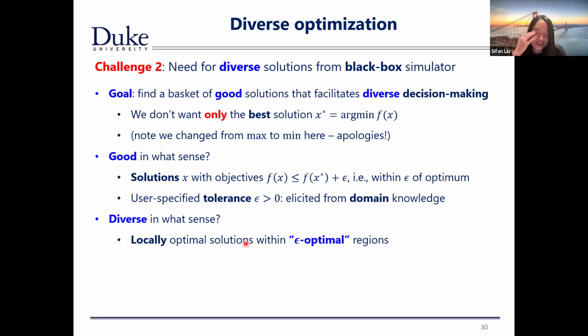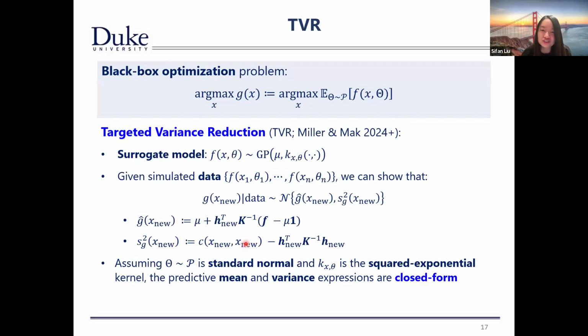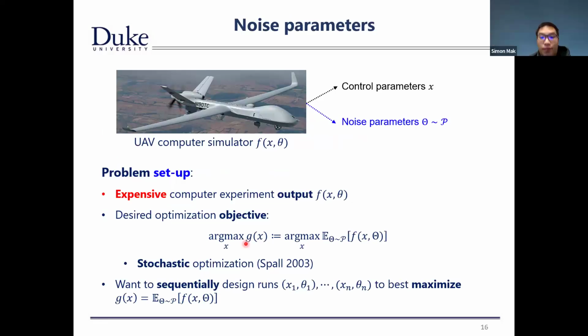Sure, I have a question. So when you have this noise parameter in the objective function, it kind of assumes that for every control x, the distribution of theta is the same. It doesn't depend on x. That's right. What if the distribution of noise depends on x? Yeah, that's interesting. Maybe I'll chat a little bit about that.